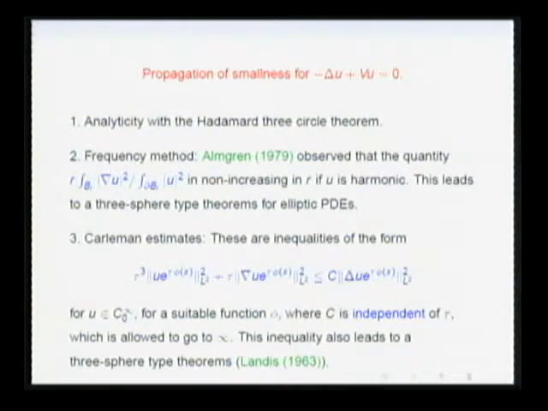It's again, gradient U squared divided by U squared. It's on different sets. This one is on the ball and the set. And then if you check for the harmonic function, this happens to be a non-increasing function in R, as observed by Almgren. There is an analog of these kind of things for parabolic equations as well. So this one came more recently, like in the 90s.